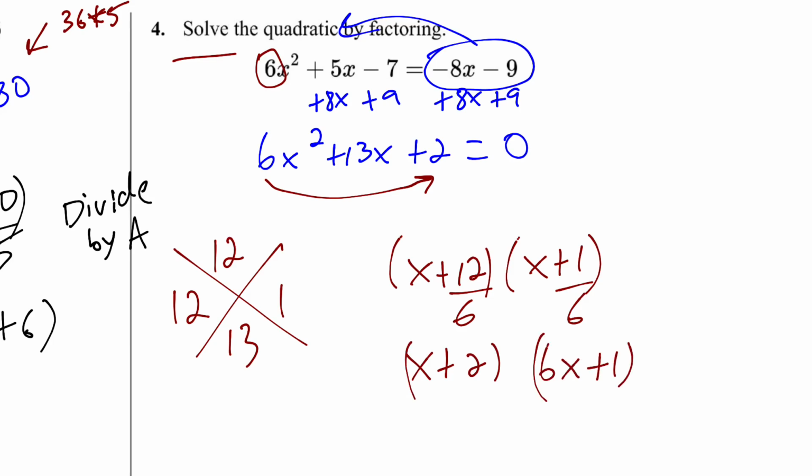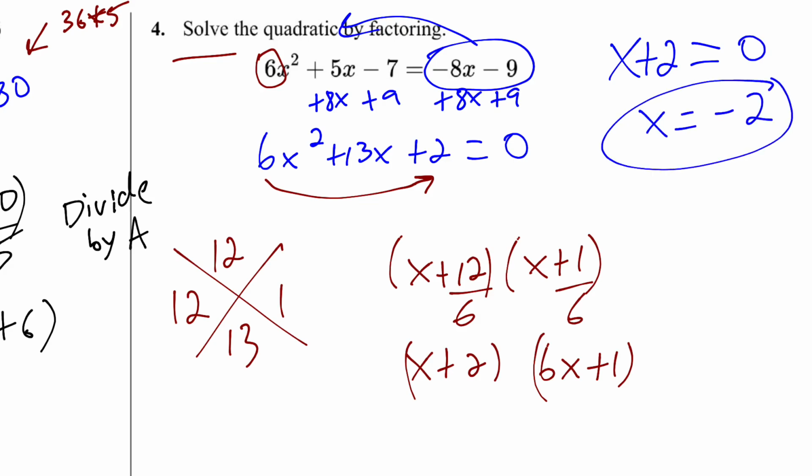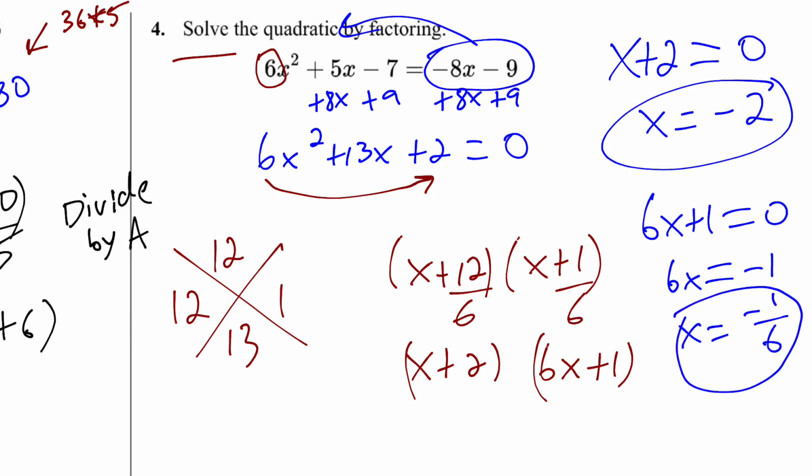To find out what the actual zeros are, I can take these factors and set them equal to 0. X plus 2 equals 0. Or in other words, my 0 is negative 2. My next factor, 6x plus 1, I can set that equal to 0. And if I subtract 1 from both sides and divide by 6, this is my second 0. So when it says solve, most of the steps are the same, but we take those factors and we set them equal to 0 separately to find our answers.